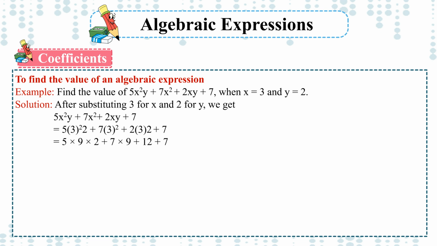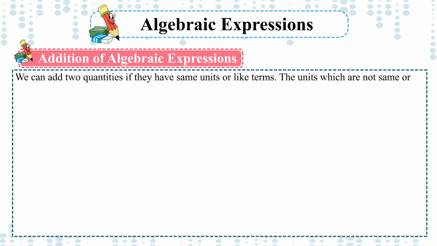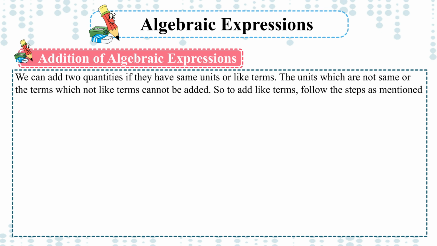1. Obtain all like terms. 2. Add all the numerical coefficients of like terms. 3. There are two methods of addition. A. Horizontal method. B. Column method. A. Horizontal method. In this method we bring all like terms together in a horizontal line and then we add.